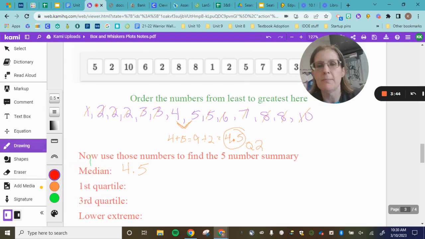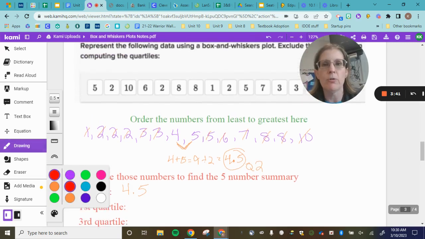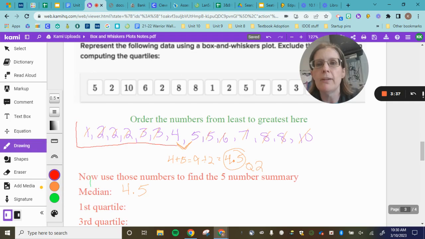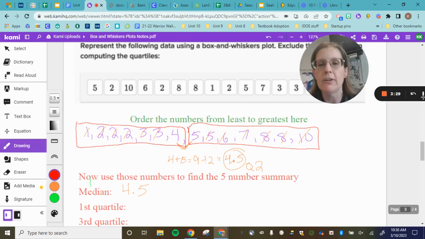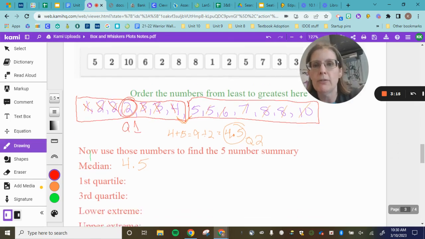Get a different color. Now we need to find the first quartile, which is the median of the lower set. The best thing to do is to draw a box around the lower numbers and a box around the higher numbers. So the median of these on the bottom is the first quartile. The median of these is the third quartile. I do the same thing, and this time there was only one number in the middle, so that is my Q1. So my first quartile is 2.